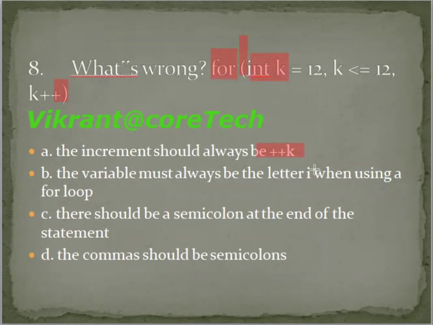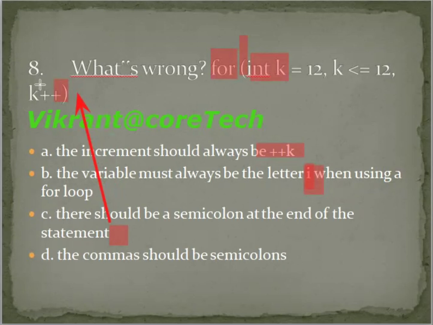The variable must always be the letter I. No, it is not. We can have a variable by any name. There should be a semicolon at the end of for. They are talking about this place at the end of for. This is valid, but only when we want a loop to work as a delay loop.